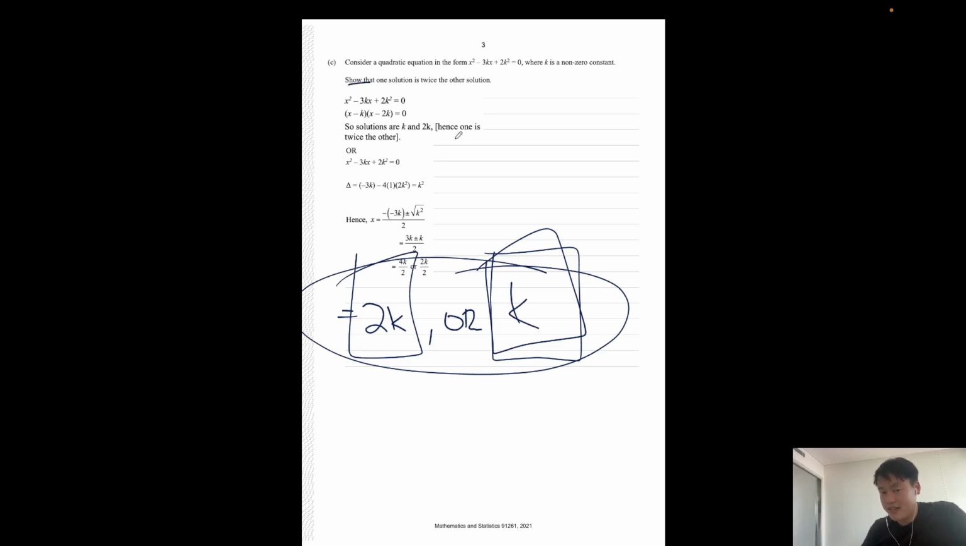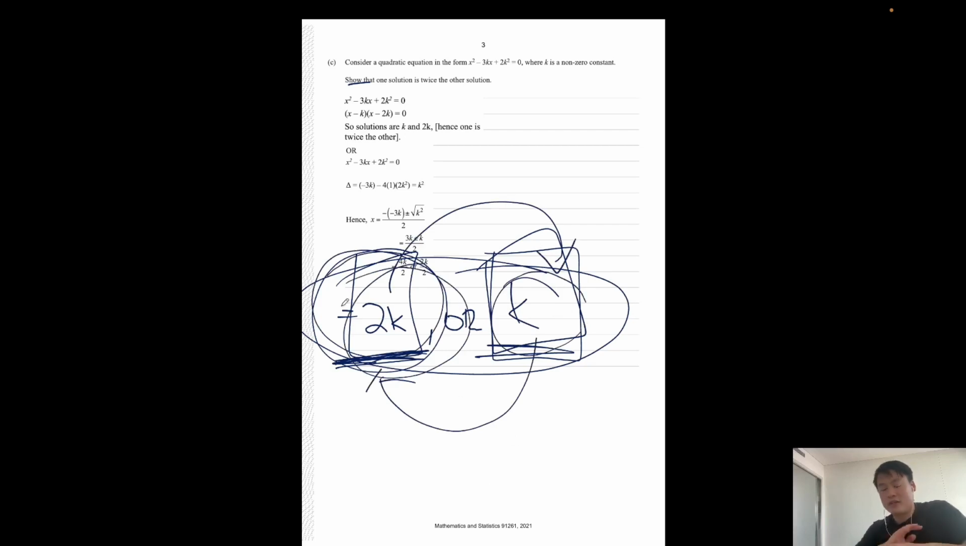Have you not already shown that one of your solutions, because you have two solutions, you have this and you have this, is exactly twice the other? k multiplied by 2 is 2k, right? Okay. It can't be any more detailed than that. Surely you understand this now.